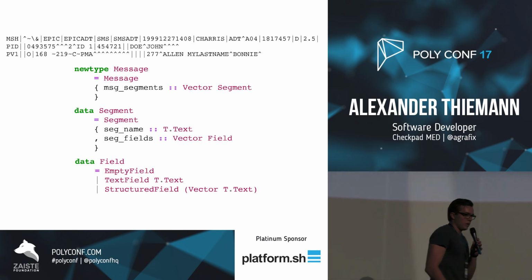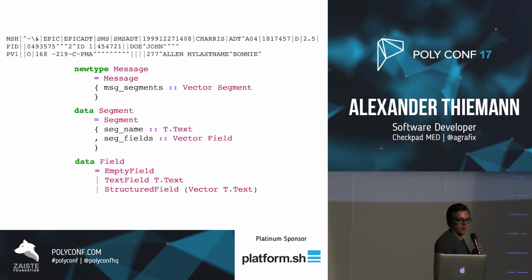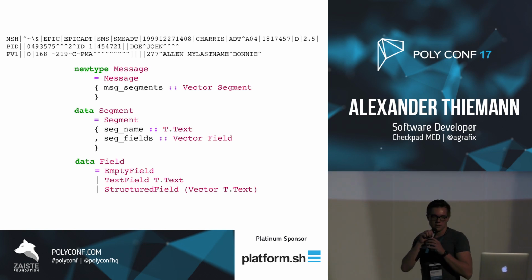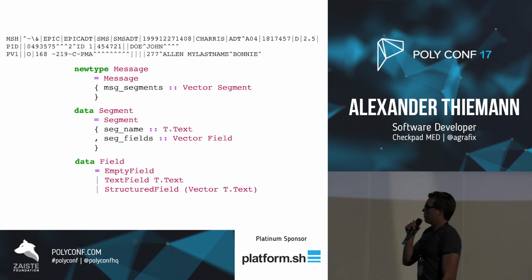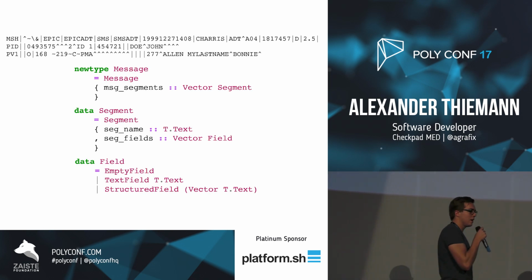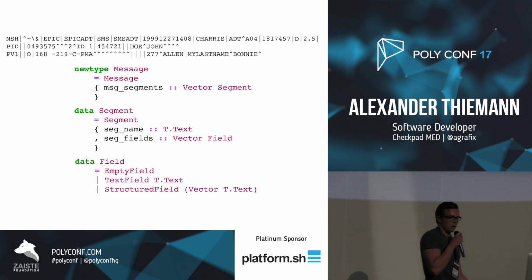And then these segments have fields, right? So the next data type is segments with a name and the contained fields. And then we have the fields. Now the fields are a little bit more complicated. I simplified it a little bit here for this talk. So a field can either be an empty field, right?